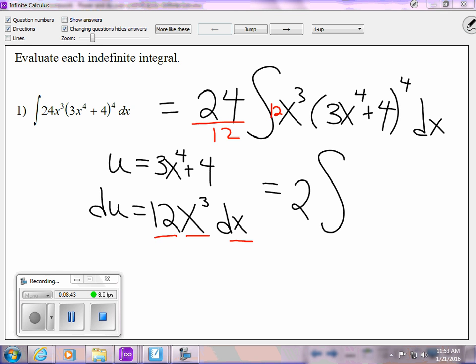U is 3x to the 4th plus 4. You see it in there? So what am I going to replace this with? Well, I'm converting it over to u. Yeah, this is u to the 4th. Now I still have to convert over the 12 times the x cubed times the dx. What does that equal? Du. See, we already set it up that we're going to have the du.